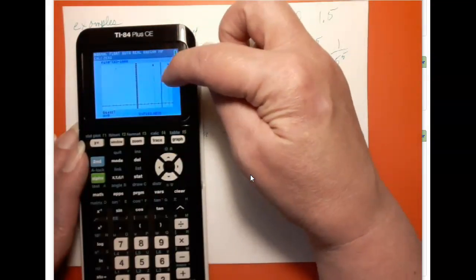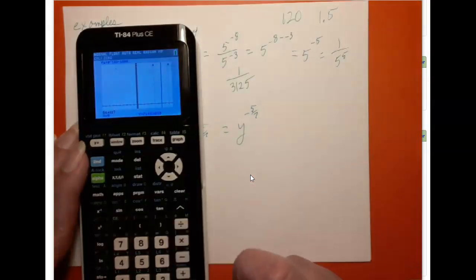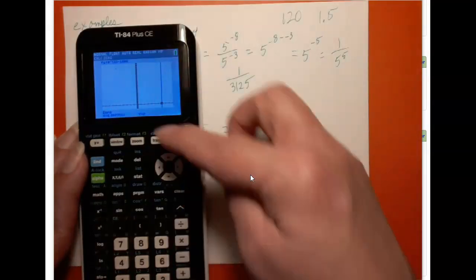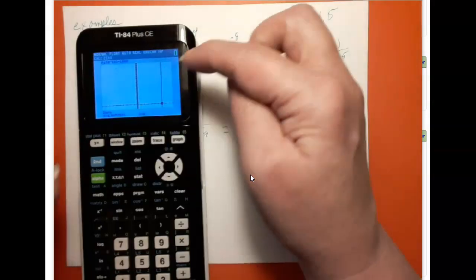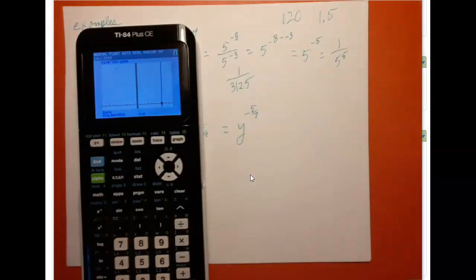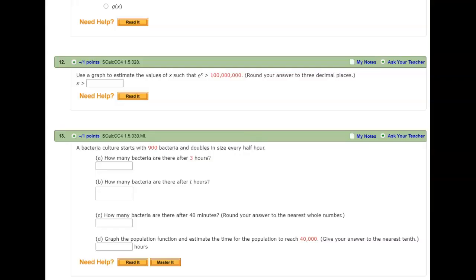So I can see that I'm looking in here. I want to guess. It really doesn't matter what I put in for the guess. So I'll just put enter. And it says the 0 is at 6.9077553. So you're going to do those same steps with e to the x is greater than whichever number you have in here. Same steps.